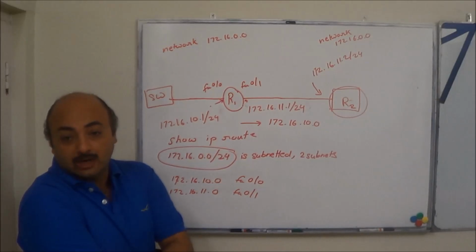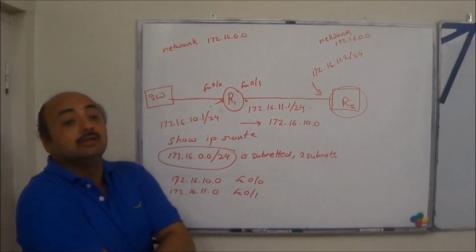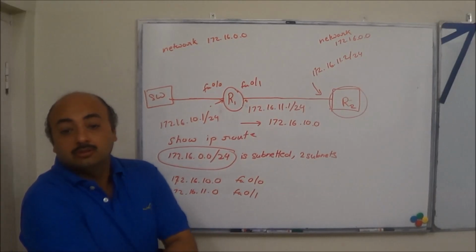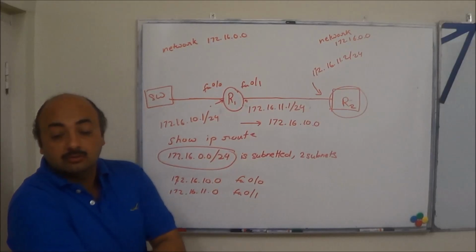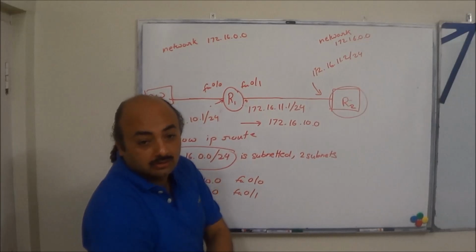It is left up to R2 how it interprets what is being received, whether it is a network or a subnet or whatever it is. Understand what I am saying? Still some confusion. So what is it sending? 172.16.10.0.